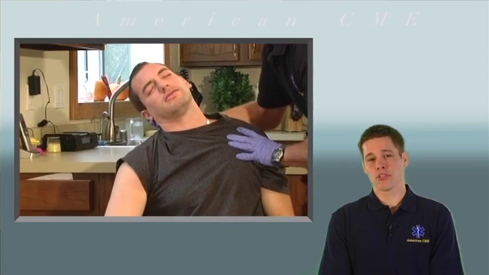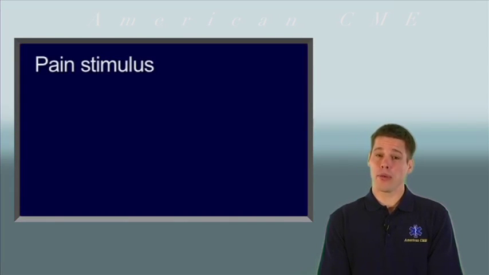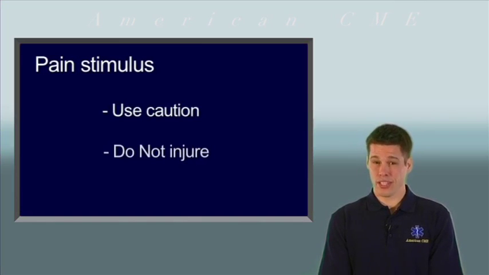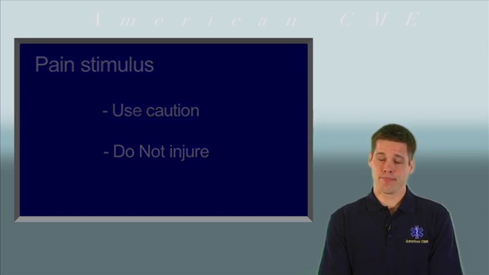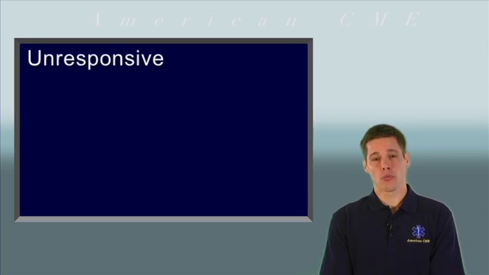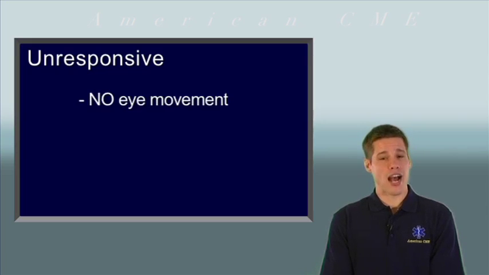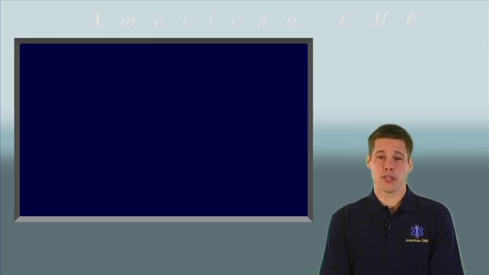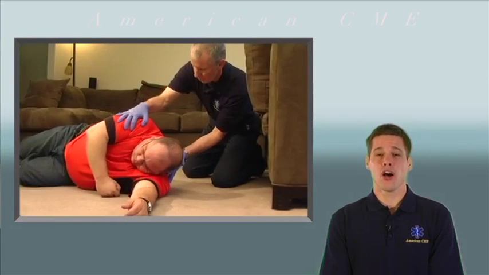The person assessing must always exercise care when applying painful stimulus as a method of assessing level of consciousness. Our goal is only to assess the patient's LOC, not injure them. The last possible outcome, unresponsive, is sometimes seen noted as unconscious. When a patient is considered to be unresponsive, they do not react with any eye, voice, or motor function to verbal or painful stimulus when applied. Here you can see a patient that is considered to be unresponsive.